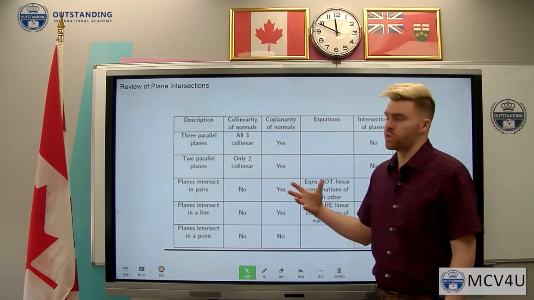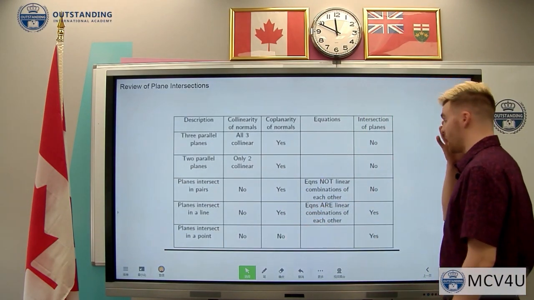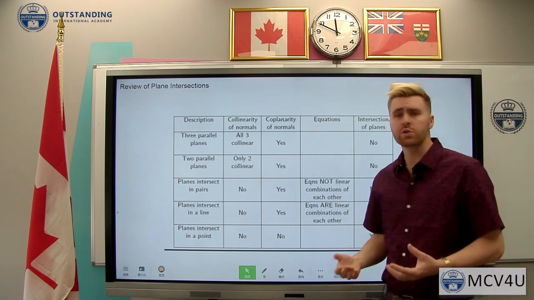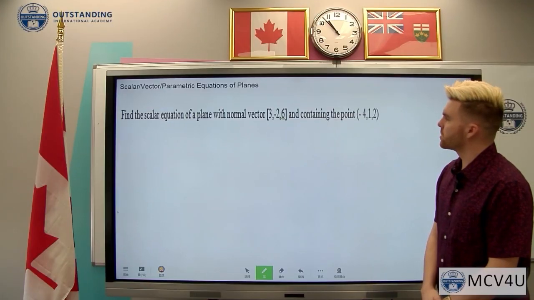So here's a review of all of the plane intersections. It's a lot to take in, but you can figure out this whole chart on your own as well, just with information you know about how normals interact with each other. So let's look at another example here.